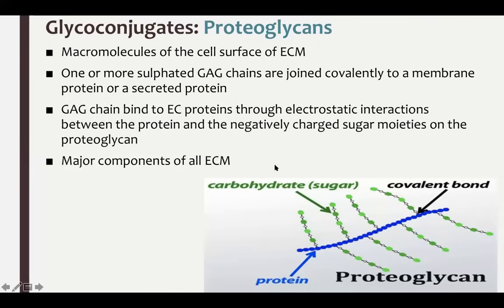So one or more sulfated glycosaminoglycan chains are joined covalently to a membrane protein or a secreted protein.